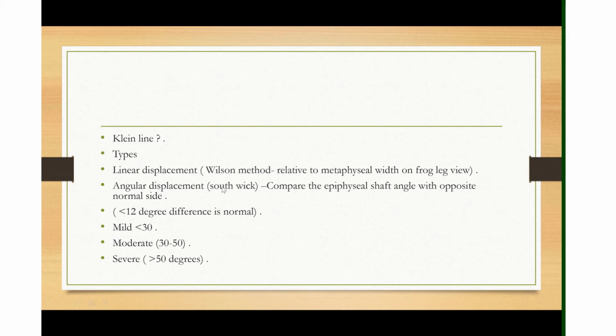And second is angular displacement. To assess the angular displacement, we use a method called the Southwick method. There is something called the epiphyseal shaft angle. We measure the epiphyseal shaft angle. We will see how we measure that. After measuring this, we compare the epiphyseal shaft angle with the opposite normal side. Okay, let's see how we measure that.